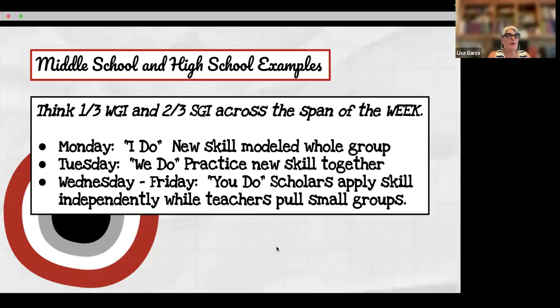Well, let's look at middle school and high school examples now. If you are a middle school or high school teacher, think about small group instruction across the span of the entire week. You might use your first lesson of the week to introduce a new skill to your class, and then practice this skill collaboratively on Tuesday. Scholars may apply the skill independently on Wednesday through Friday, so you are able to take small groups of scholars to support them.